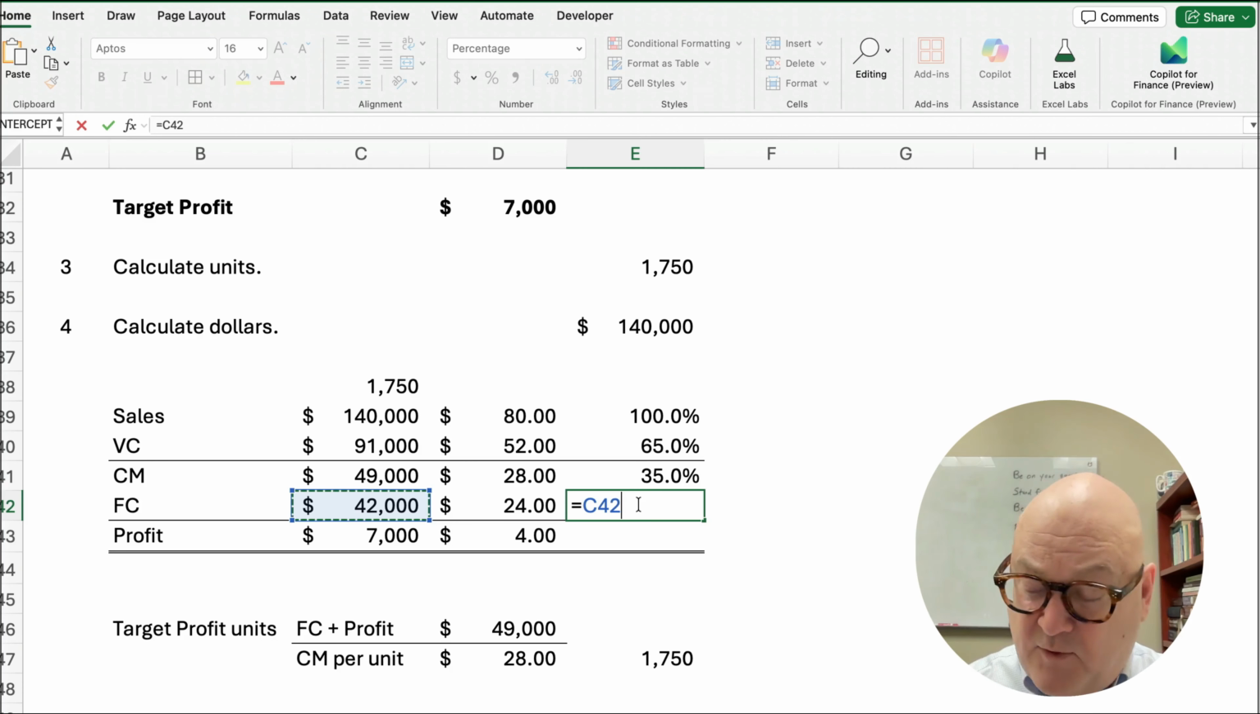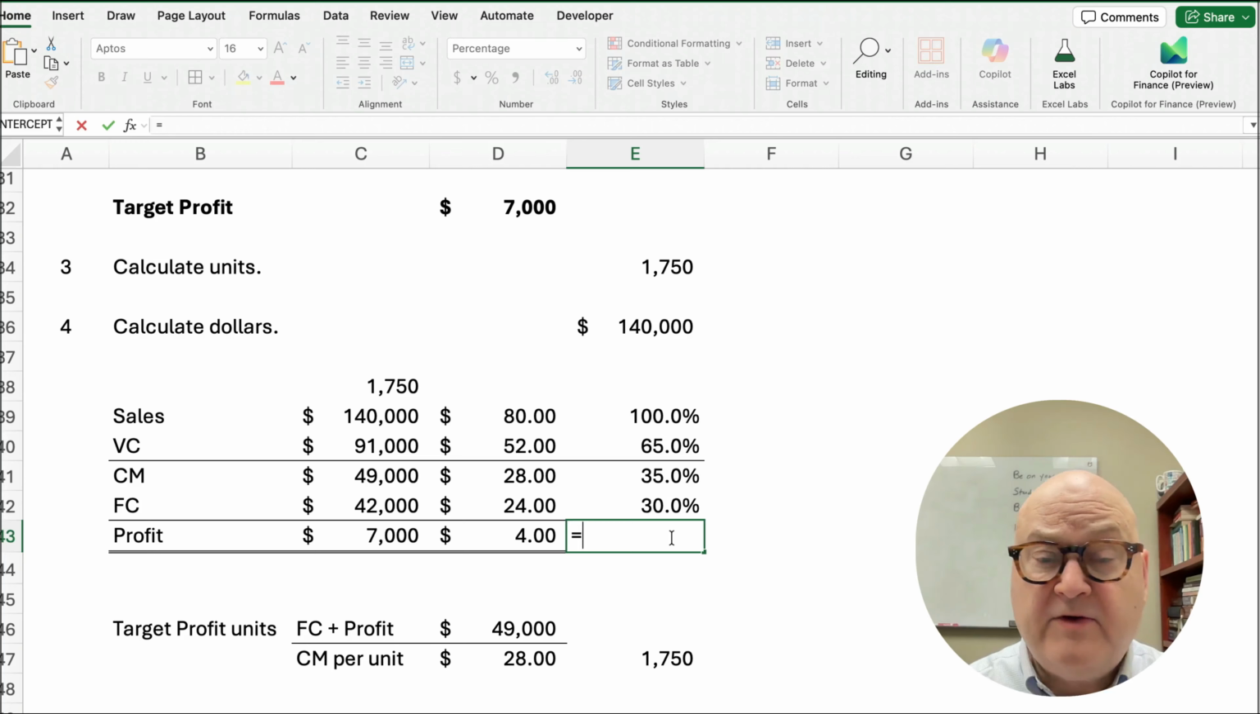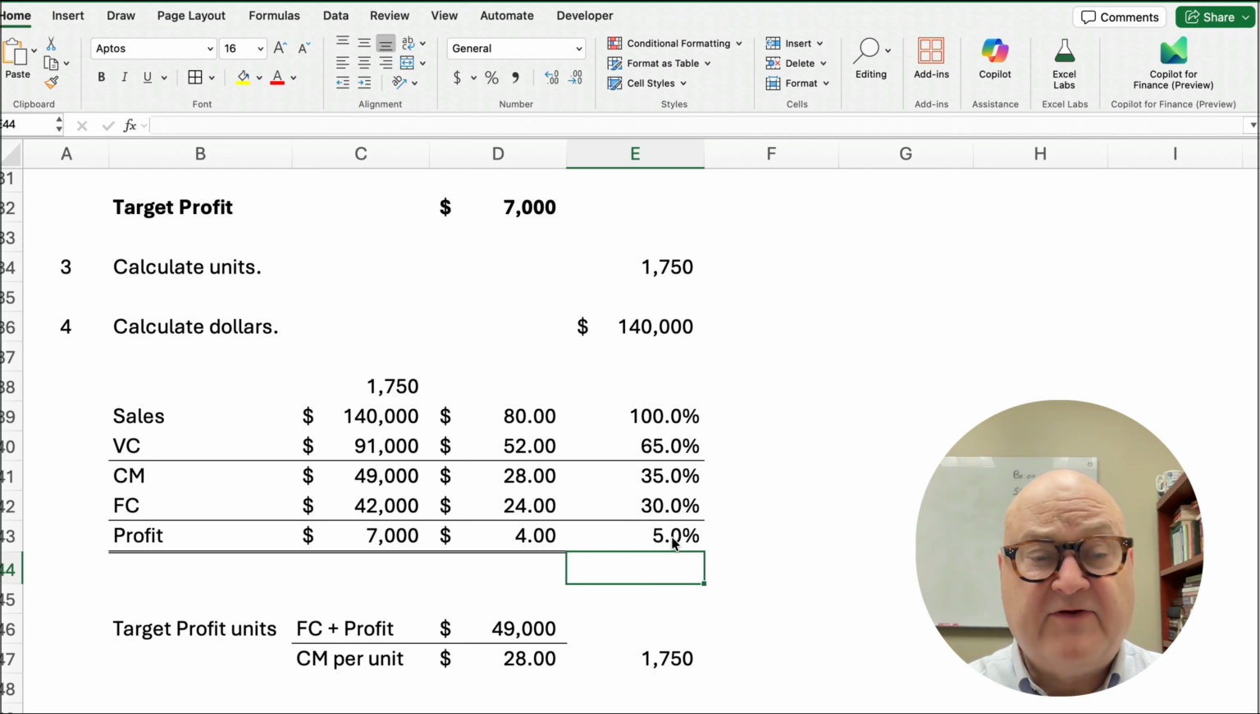We can do percentages, 42 divided by 140. By the way, that's the same percentage if you took 24 divided by 80. That's still 30%. We can do this 4 divided by 80. Looks like that's going to be 5%. Or you can just take 35 minus 30. That's 5%. So we've proven that at this level, we have a target profit of 7,000.